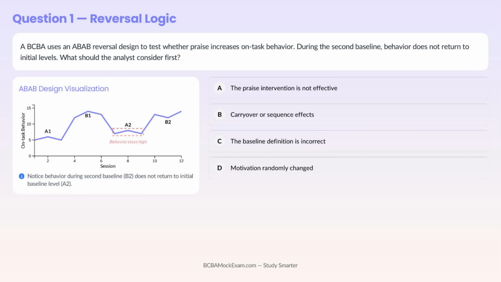Question 1. A BCBA uses an ABAB reversal design to test whether praise increases on-task behavior. During the second baseline, behavior does not return to initial levels. What should the analyst consider first? A. The praise intervention is not effective. B. Carryover or sequence effect. C. The baseline definition is incorrect. D. Motivation randomly changed. This question is asking you to notice what it means when the second baseline does not return to the original level.